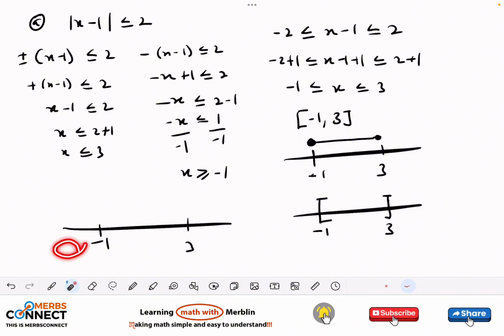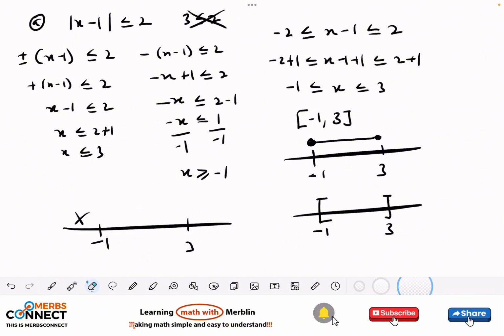So we can pick any value here. We can pick like negative 2. Let's plug in negative 2. So when I put negative 2 here, what am I going to get? It will be negative 2 minus 1, which is negative 3. The absolute value of negative 3 will be 3. Is 3 less than or equal to 2? No. So here is not true. You see the way we are going to check it.